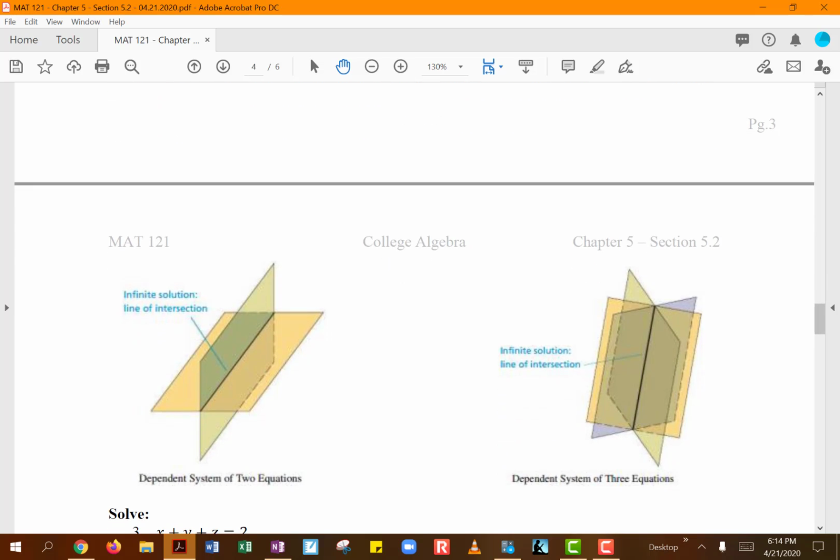And you can kind of imagine this figure on the left. You can see we have two planes and they are intersecting at this one single line. This line right here is where the two planes are intersecting with each other.